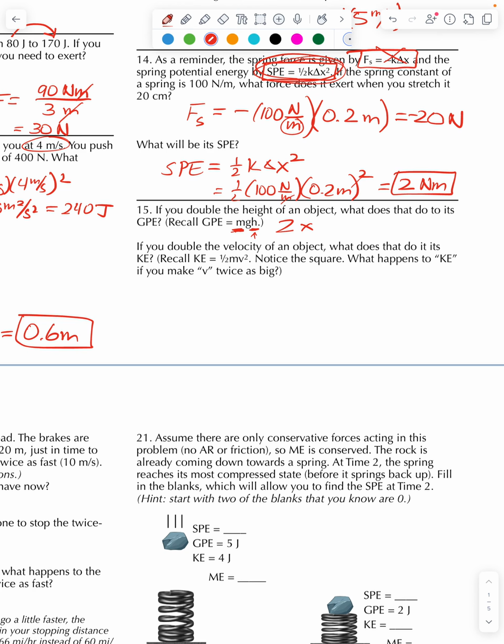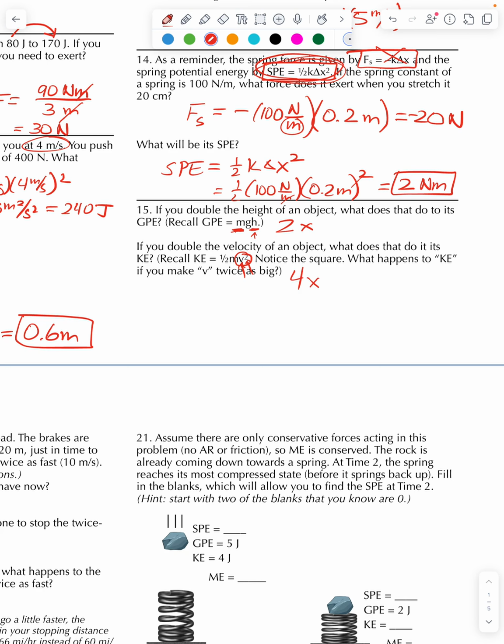But let's do something with KE. Notice that KE depends on velocity squared. So if I change the velocity of the object, I'm going to change the KE by the square of how I change the velocity. So if I double the velocity, if I double v, well, notice I'm squaring that. It's kind of weird to say. It's like if I square the doubling, what effect does it have on the KE? It's going to be 4 times bigger.